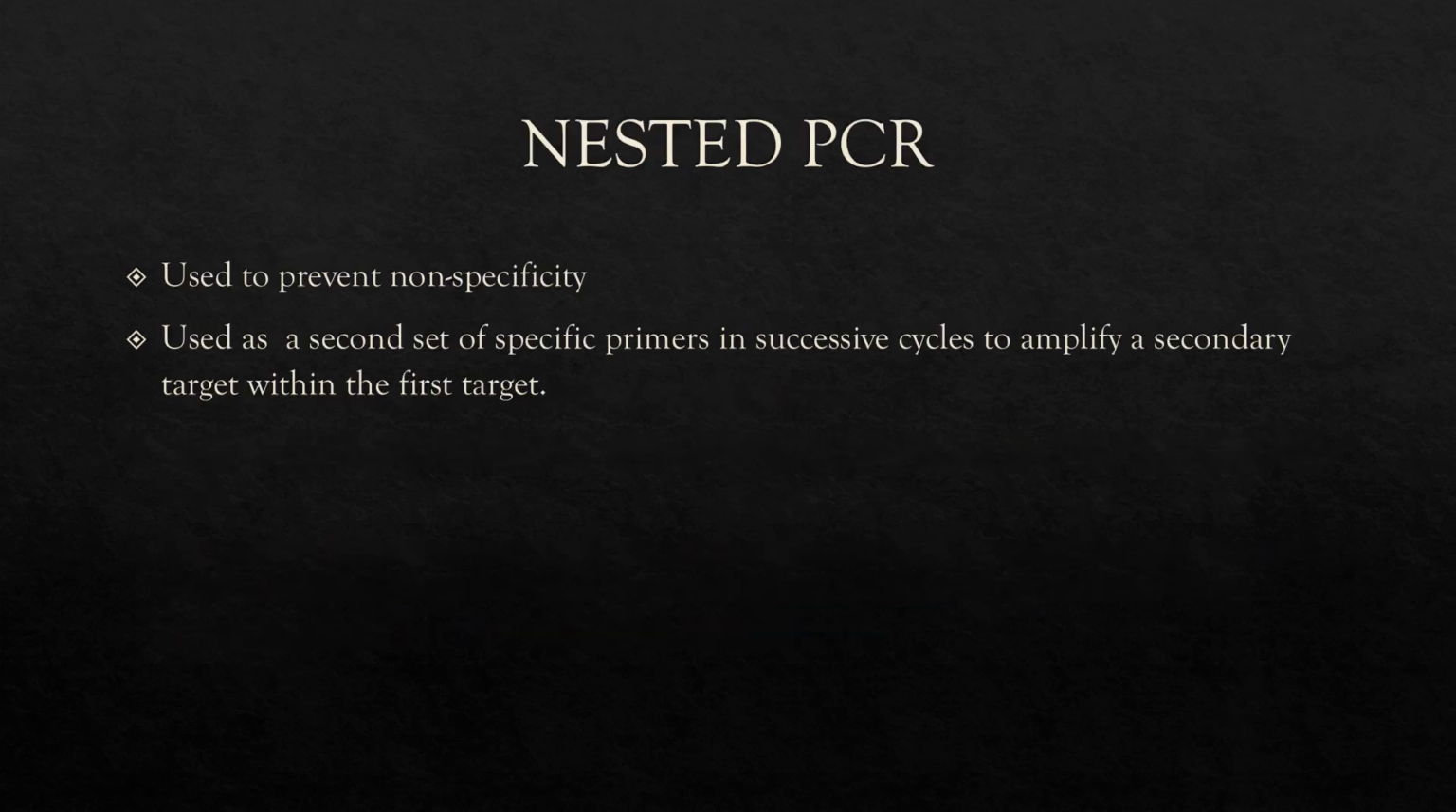The next is nested PCR. This is used to prevent non-specificity. Sometimes the DNAs interchange with each other and the specific DNA gets manipulated by others. So here we use a second set of specific primers in successive cycles to amplify a secondary target within the first target. So in case such things occur, the second primers act on that product, so that we get the specific DNA that we want.